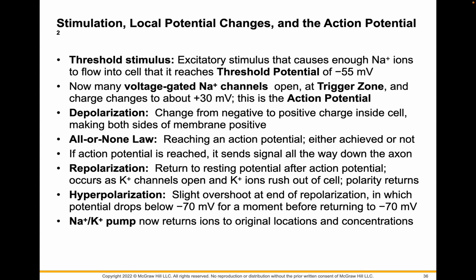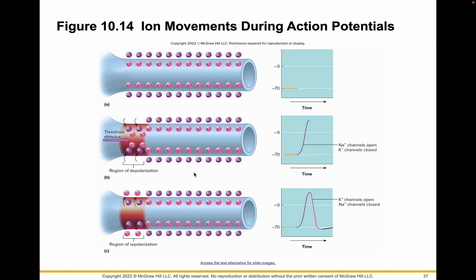If you have a low threshold for pain, it takes less stimulus for you to feel pain. So many voltage-gated sodium channels will open at that trigger zone, and that starts this action potential where you depolarize the membrane. It's all or none. You're either going to reach an action potential or not, depending on if you hit that threshold. And then once you depolarize, you'll just as fast repolarize, maybe hyperpolarize, and return to rest.